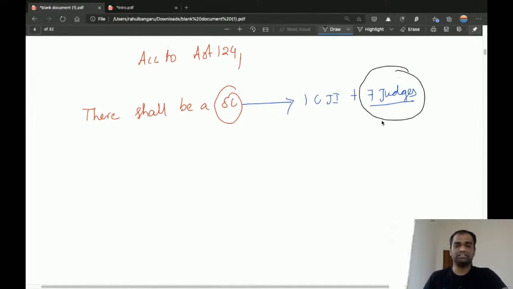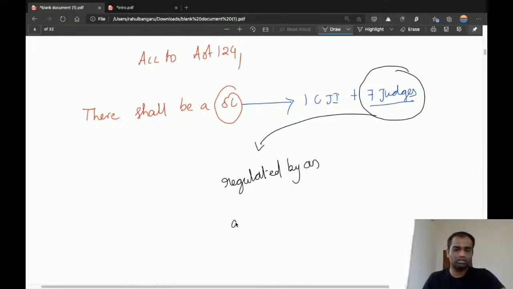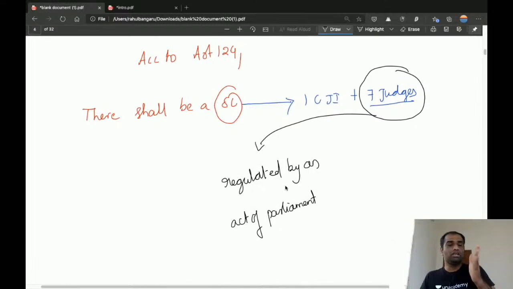Now these 7 judges, the number of judges can be regulated by, of course, Rajkumar, it will be regular. This number of judges will be regulated by an act of Parliament. According to Article 124, there shall be a Supreme Court, and the Supreme Court will have one Chief Justice of India and 7 other judges. And according to the Constitution, the number of judges in the Supreme Court can be regulated by an act of Parliament.